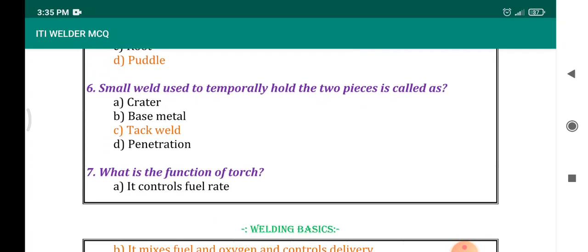A small weld used to temporarily hold two pieces is called tack welding. It's a temporary welding process normally carried out during the fabrication fitting operation. To measure the fitness of the work, we provide a tack weld, and after the fit is okay, we carry out the full welding operation.